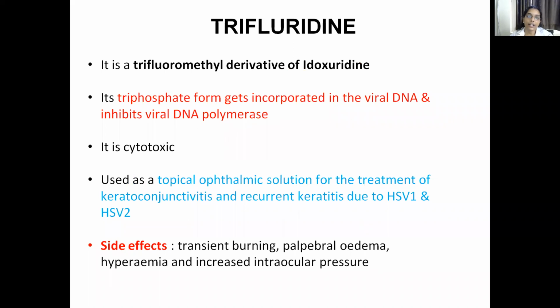Trifluridine is a trifluoromethyl derivative of idoxuridine. The active form is the triphosphate form. It gets incorporated in the viral DNA and inhibits the viral DNA polymerase. Even though it is more potent than idoxuridine, it is cytotoxic because it inhibits the host cell DNA synthesis as well. It is used as a topical ophthalmic solution for keratoconjunctivitis and recurrent keratitis due to HSV 1 and 2 infections.